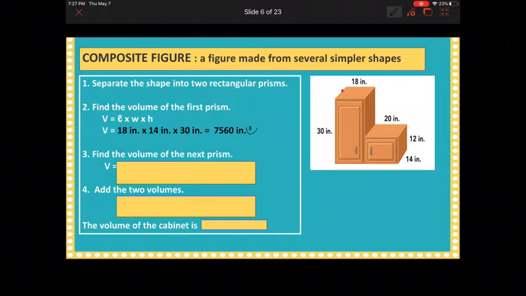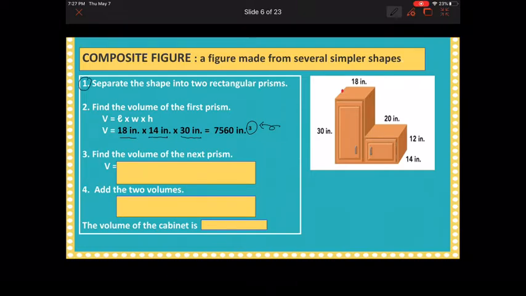cubed. Remember, you have 1 dimension, 2 dimensions, so that would be area, that would be squared, but you have 3 dimensions, so that's going to be cubed. That's that little 3 after the inches. Inches cubed or cubic inches. Okay, good. So now we have already separated the shape.